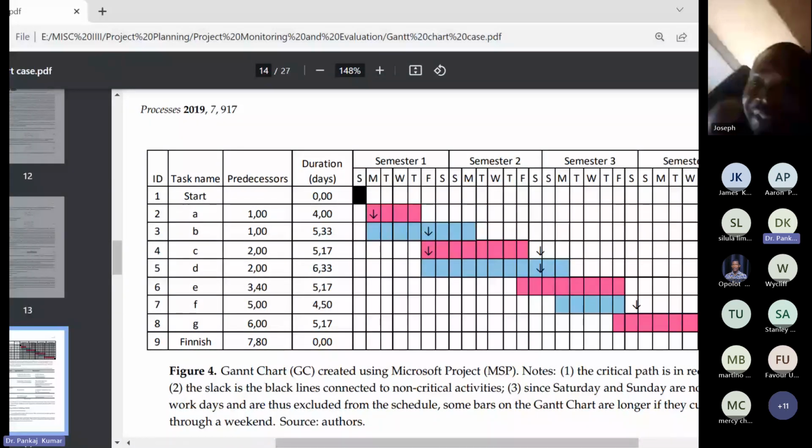Slack is also known as float in the critical path method, which refers to the amount of time a task or activity within a project can be delayed without causing a delay in the project's overall completion time. In the critical path method, there are two types of slack. Total float represents the amount of time a non-critical path task can be delayed without delaying the project's final completion date; these are tasks that have some flexibility in their start and finish dates. When total float is zero, it means that the task is on the critical path and cannot be delayed without impacting project duration.